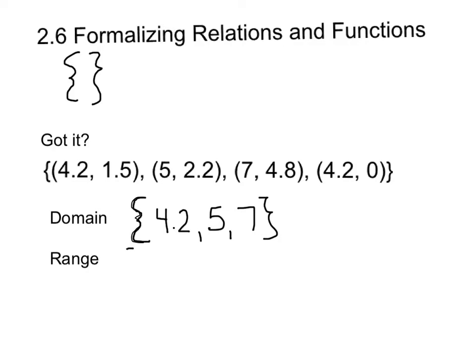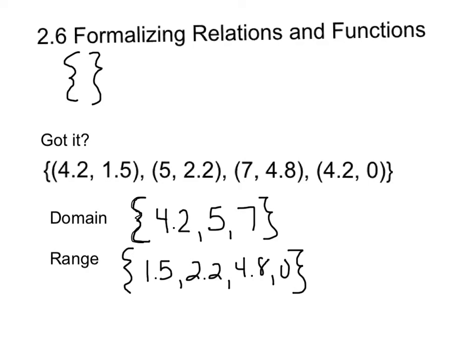Your range are your y values, your outputs. So your range would be 1.5, 2.2, 4.8, and 0. And this is how you'd write it. Domain is the set 4.2, 5, and 7, and range is the set 1.5, 2.2, 4.8, and 0.